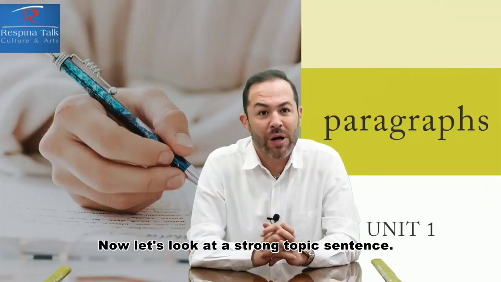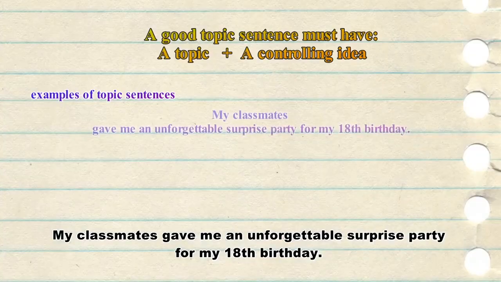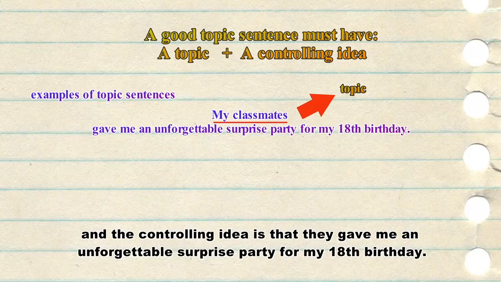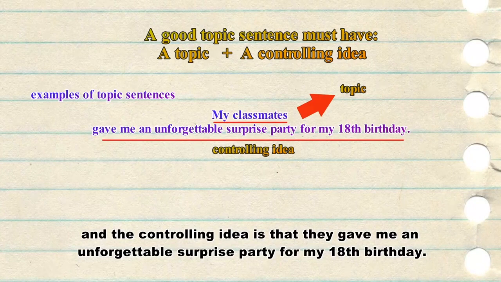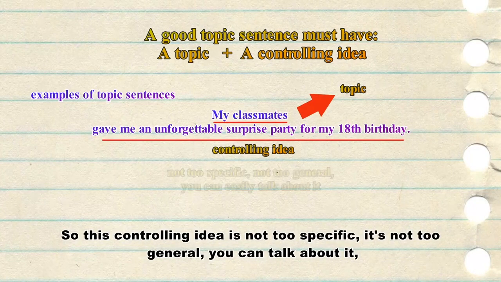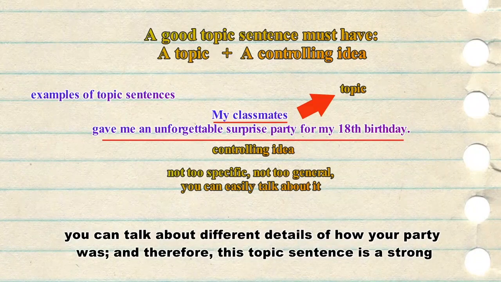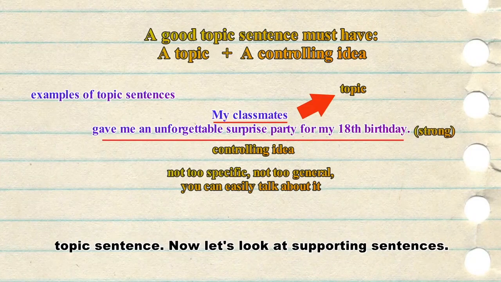Now let's look at a strong topic sentence. My classmates gave me an unforgettable surprise party for my 18th birthday. So what is the topic here? The topic here is my classmates, because we are talking about my classmates. And the controlling idea is that they gave me an unforgettable surprise party for my 18th birthday. So this controlling idea is not too specific, it's not too general. You can talk about it, you can talk about different details of how your party was, and therefore this topic sentence is a strong topic sentence.